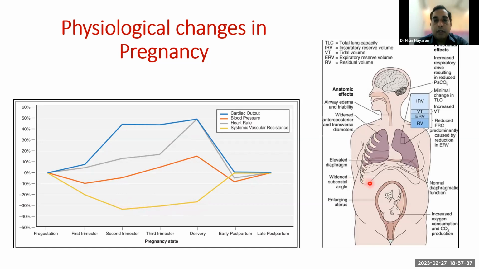When we see the pulmonary system, the lungs, there are a lot of anatomical and physiological changes because of the gravid uterus as well as the hormonal changes. There is increased respiratory drive resulting in reduced PaCO2, mainly because of the increase in progesterone level. There is minimal change in the TLC, an increase in the tidal volume, and a reduction in the FRC because of the reduced expiratory reserve volume. And there are changes in the airway also. These are the important changes that are usually normal physiological changes.